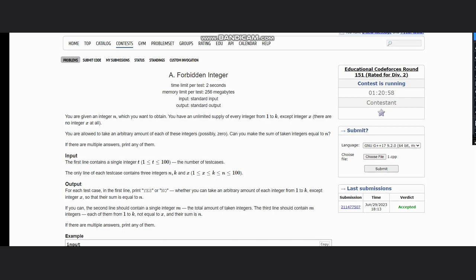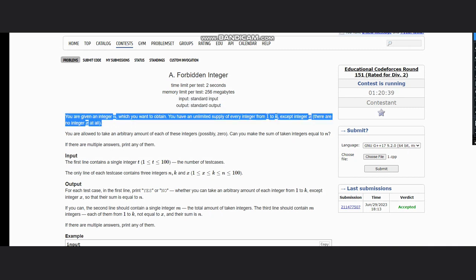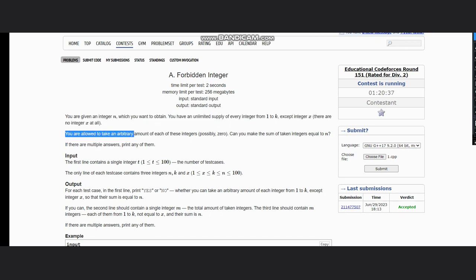So here we are discussing the question Forbidden Integer on Codeforces Round 151. The problem states that you are given an integer n which you want to obtain. You have an unlimited supply of every integer from 1 to k except integer x. There is no integer x at all. You are allowed to take an arbitrary amount of each of these integers, possibly 0. Can you make the sum of taken integers equal to n? If there are multiple answers, we can print any one of them.